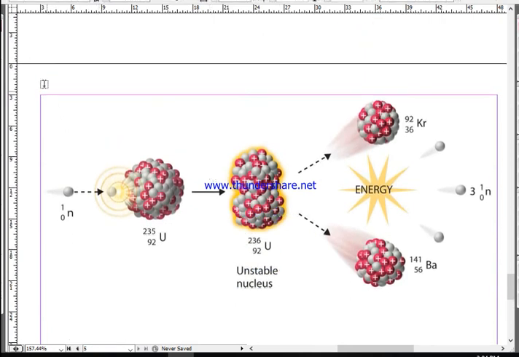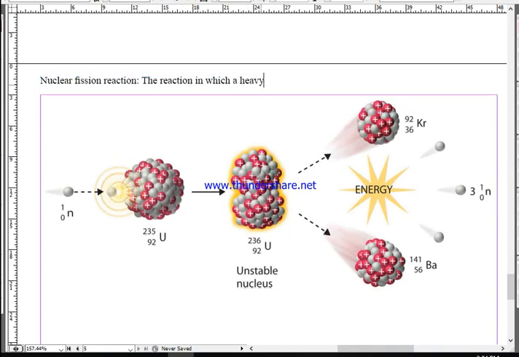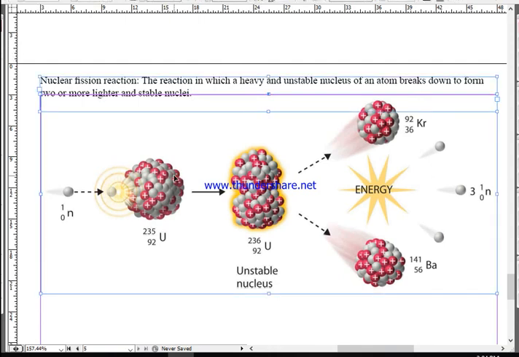What is this? Yes, you are right, this is the nuclear fission reaction, the reaction in which a heavy and unstable nucleus of an atom breaks down to form 2 or more lighter, stable nuclei. This is the nuclear fission reaction.